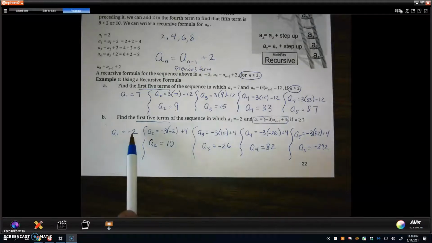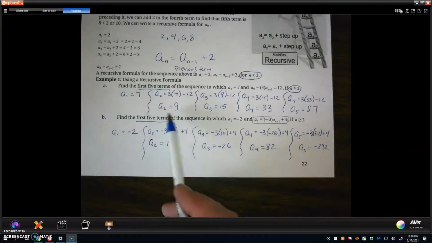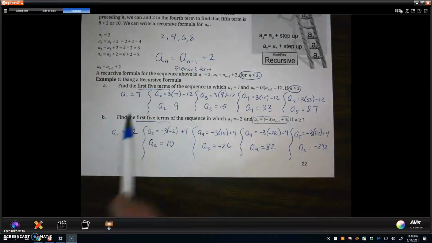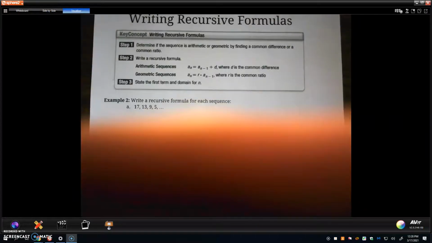If you notice, the signs were changing. That's because we were multiplying by a negative. Up here, the signs stayed the same, positive throughout. So this is one way the Regents can ask. Using a recursive formula that they give you, they could ask you to list out so many number of terms. It's usually 3 terms, 4 terms, or 5 terms. But the other way the question could be asked is they can make you write the formula.